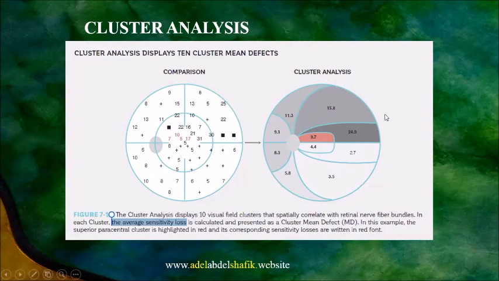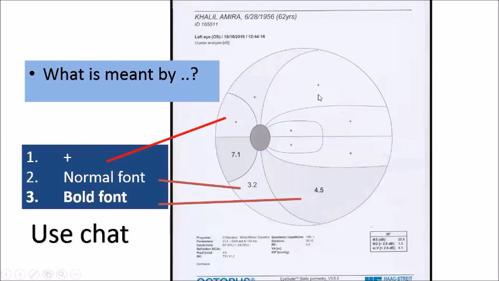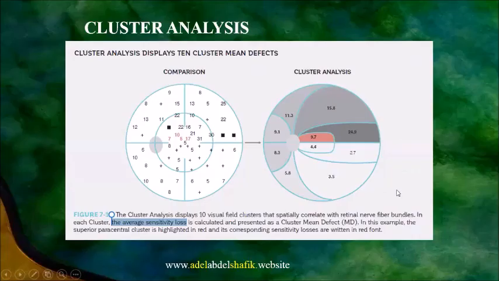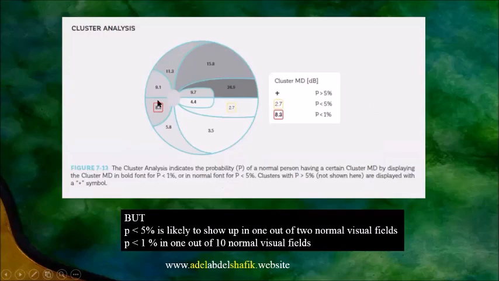But in the cluster, they start to collect zones and make an average for this zone. If this average is within normal, they give us a plus sign. If this average is below normal, occurring in 1% to 5% of the people, the value is written in regular font. If it's 1%, it's written in bold font. So this is the idea. This is bold, so this is abnormal with a probability of 1% or less. This is regular with a probability of 5%. If it's within normal, then you get a plus. This is the meaning of these signs.